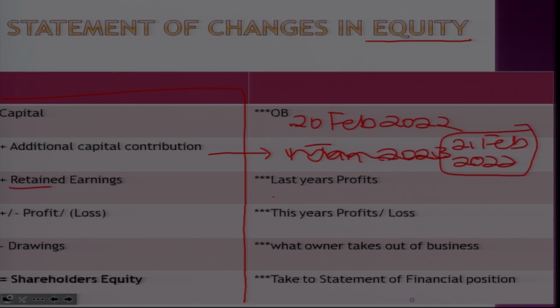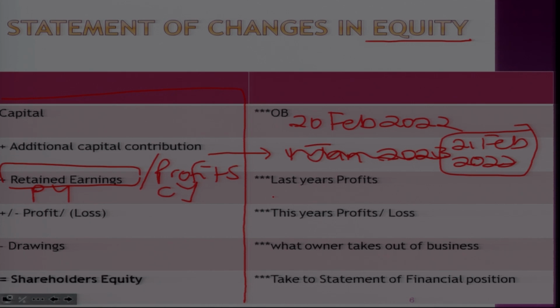Then we get retained earnings. Now, retained earnings is just another word for profits. But the difference is, this retained earnings is last year's profits. When we call it profits, it is current year. When we call it retained earnings, it is prior year.